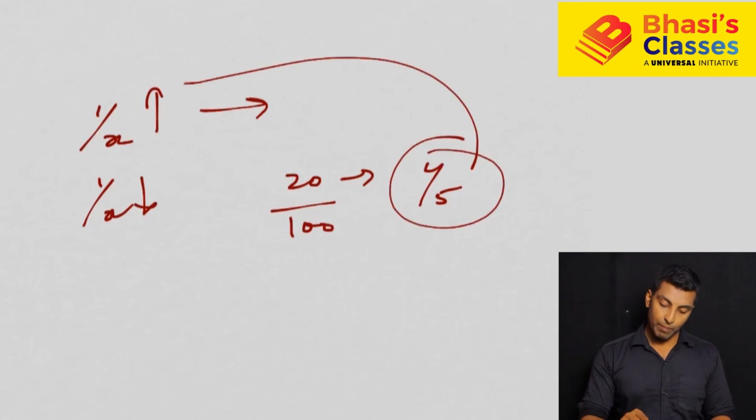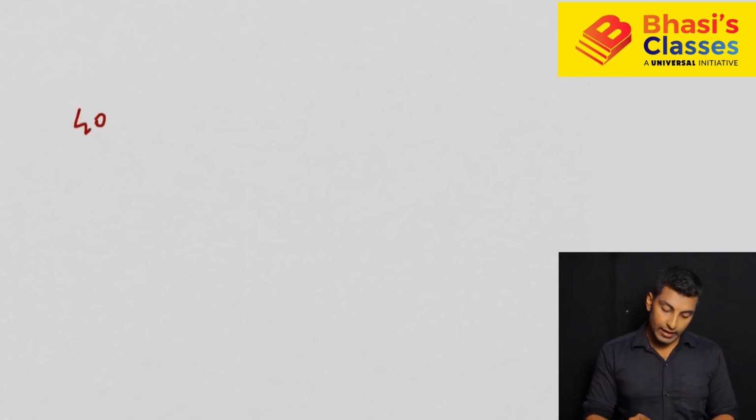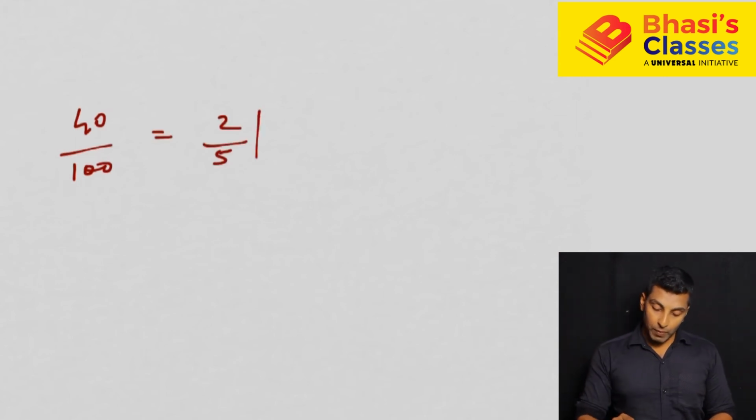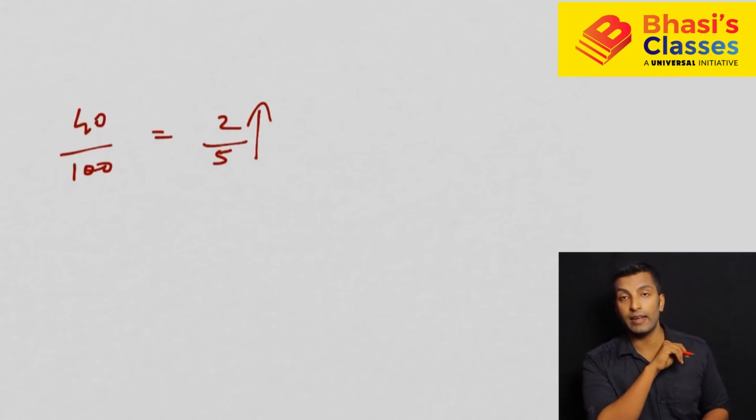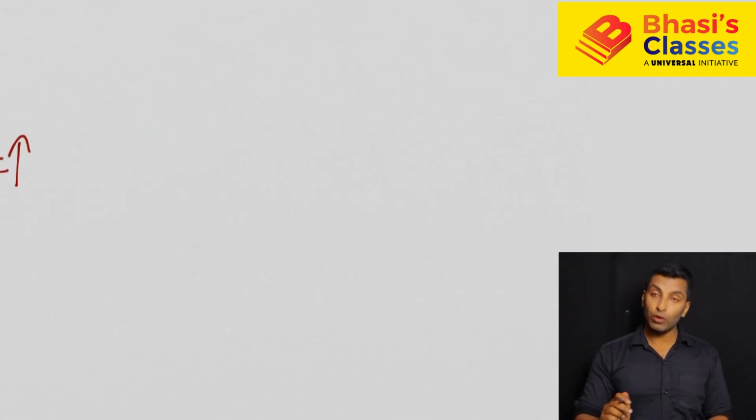This is very much like 1 by x. But in certain cases the numerator can be 2, 3, 4, etc. What if you have a 40% increase? 40% increase, you'll write it as 40 by 100. So this is basically 2 by 5. If it is 2 by 5, you will tell me that this is not in the form 1 by x, so I cannot apply the method, right? But I have a rule for 2 by 5 also.